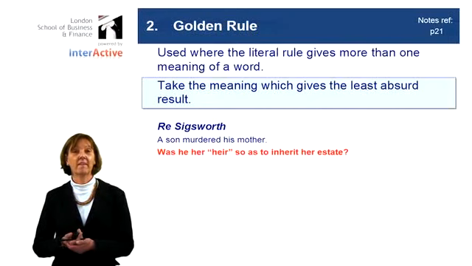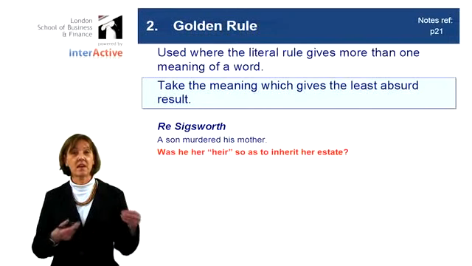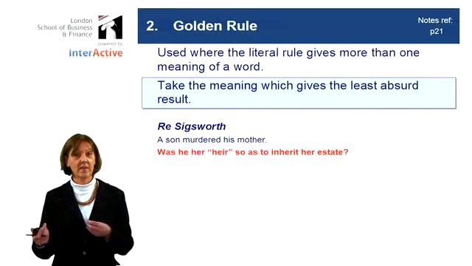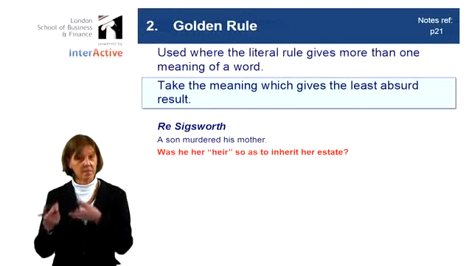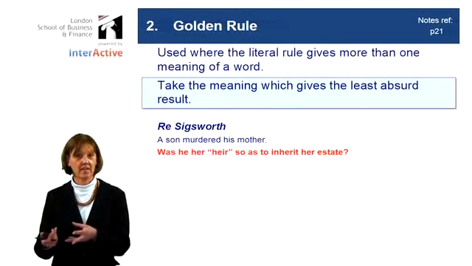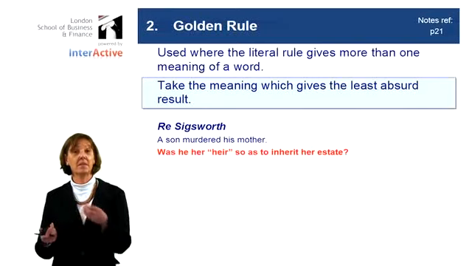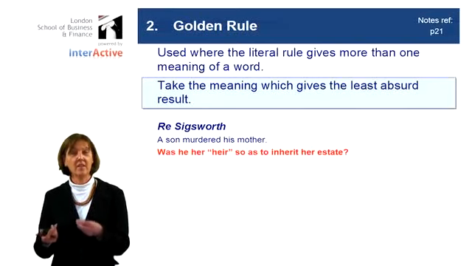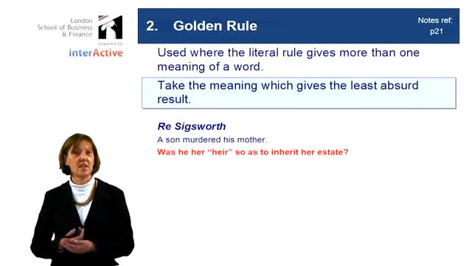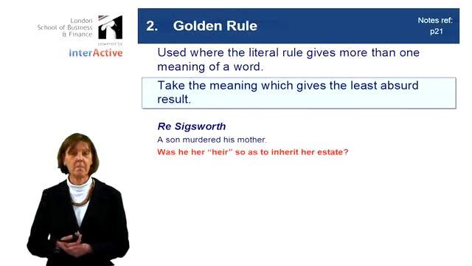Which meaning do you think the courts took here? Son, or person who should rightfully inherit? It was the person who should rightfully inherit. And that meant here that this son didn't get the money, because of course it's not right to allow people to murder people and then get their money. So giving in this instance a more sensible result.